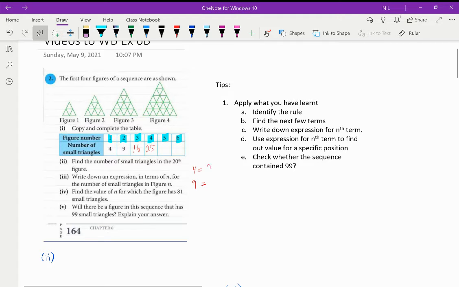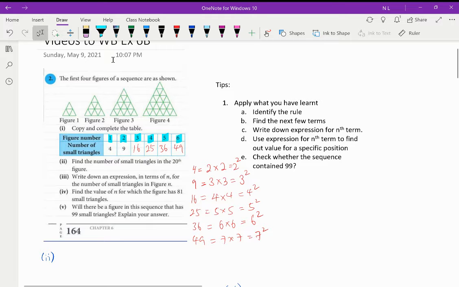So for 4, it can be written as 2 times 2, which is 2 square. 9 can be written as 3 times 3, equals to 3 square. 16 can be written as 4 times 4, which is 4 square. 25 can be written as 5 times 5, which is 5 square. And 36 can be written as 6 times 6, which is 6 square. So that means my next two numbers will be 36 and 49. So for 49, it can be written as 7 times 7, which is 7 square.